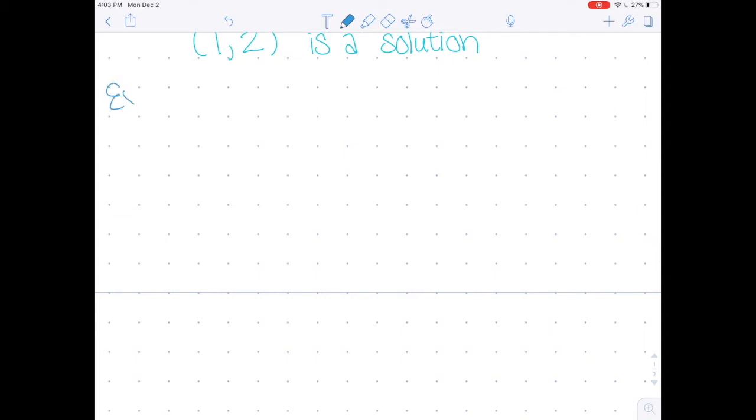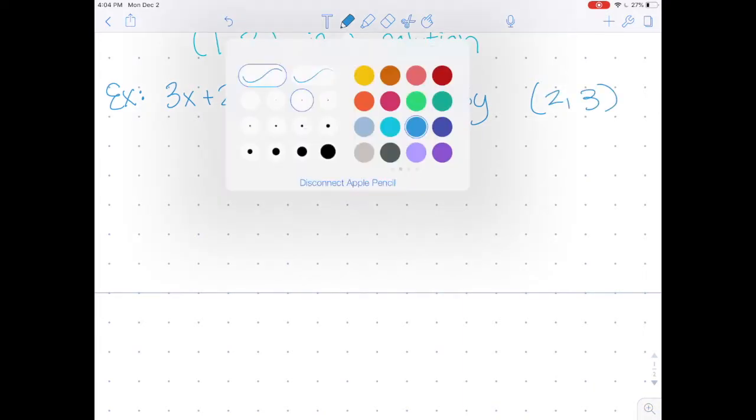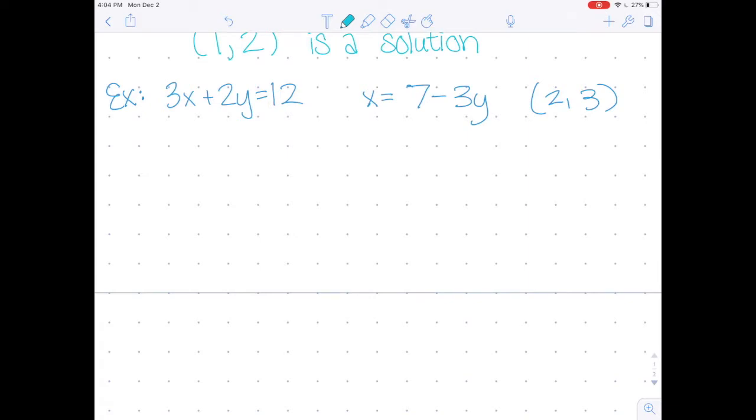We've got the equation 3x plus 2y equals 12. And the other equation is x equals 7 minus 3y, so the same one from up above. So x equals 7 minus 3y, and our point is going to be 2, 3. So we're going to check if 2, 3 solves both of these equations. So let's plug in the numbers.